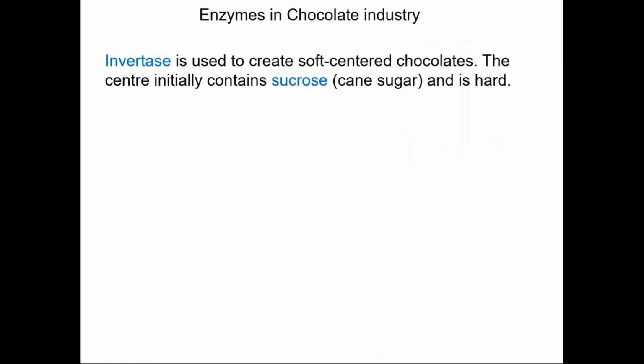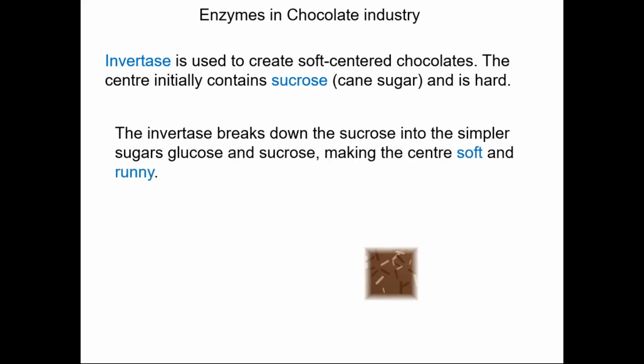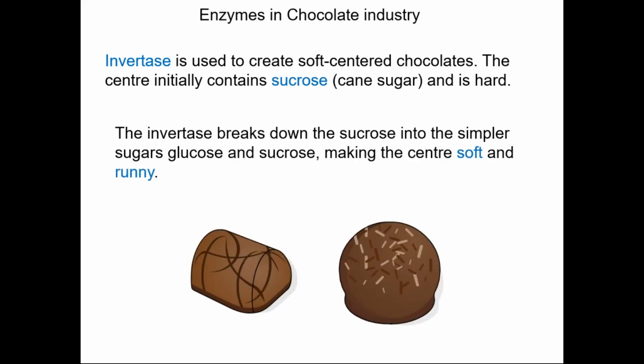Invertase is used to create soft-centered chocolates. The center initially contains sucrose, that is cane sugar, which is very hard. If you add invertase to the sucrose, it converts it into glucose and fructose, making the center soft and runny.